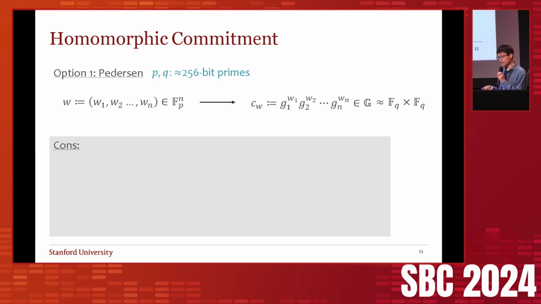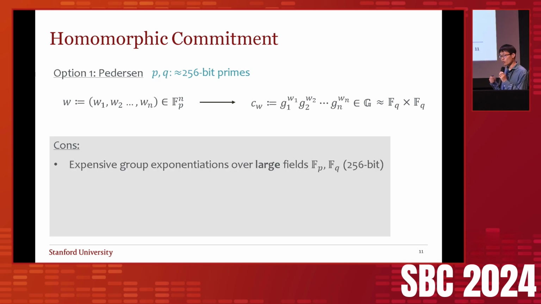However, it has some efficiency issues in the sense that when you do the committing, it has to perform a lot of expensive group exponentiations over this large field, which is quite expensive. I think the last talk, Ellie talked about this, that we should focus on small field arithmetic.